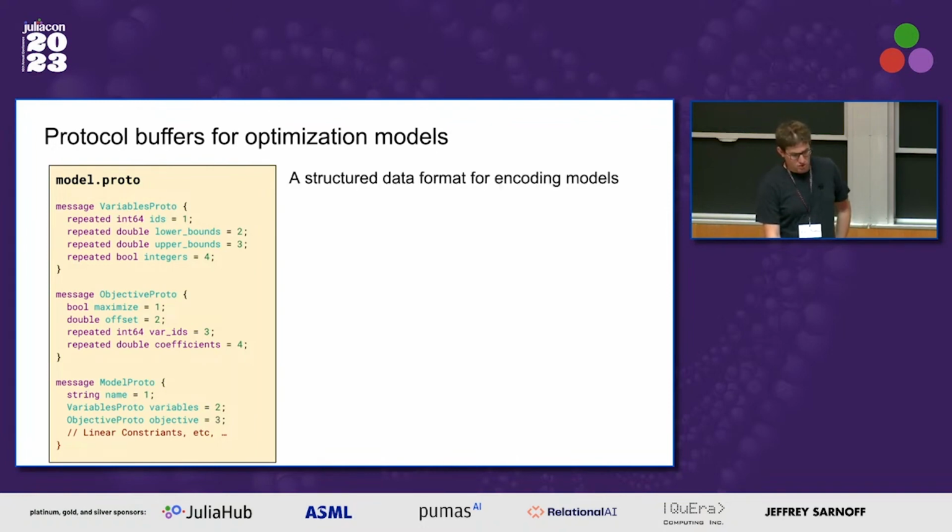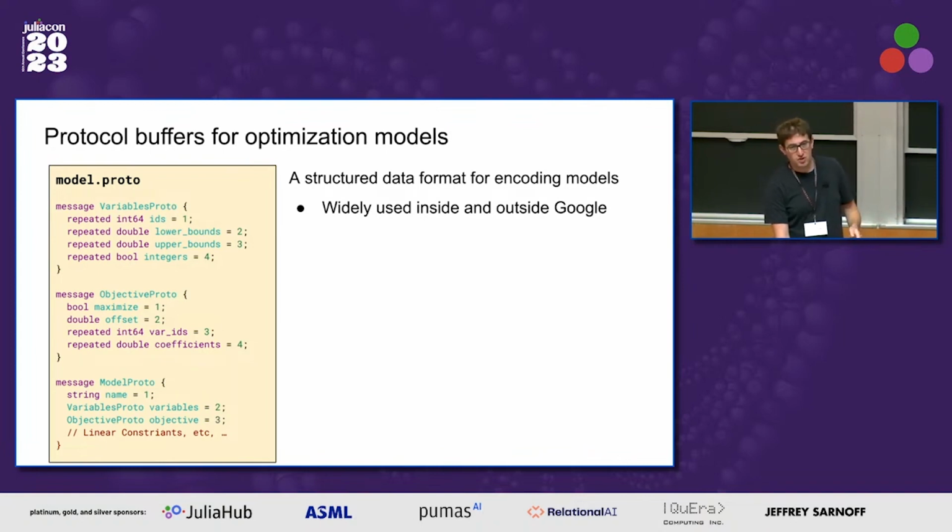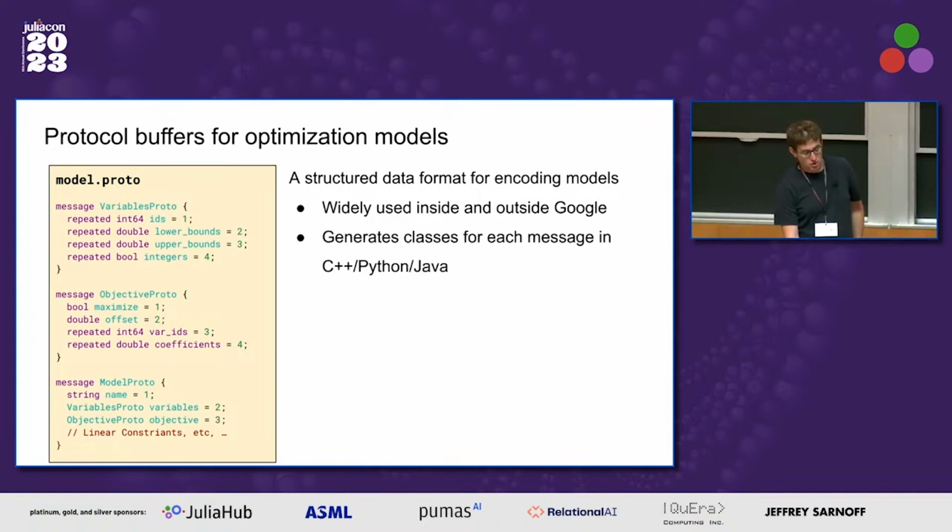So it's a structured data format for encoding your model. And it's widely used inside and outside of Google in the software engineering world. There are lots of alternatives to protocol buffers, but this is the one that is most widely used in Google and has support in many different languages. And what's nice about this is that you write down this proto file, and then it generates code in Java, in C++, in Python to help you build these messages.